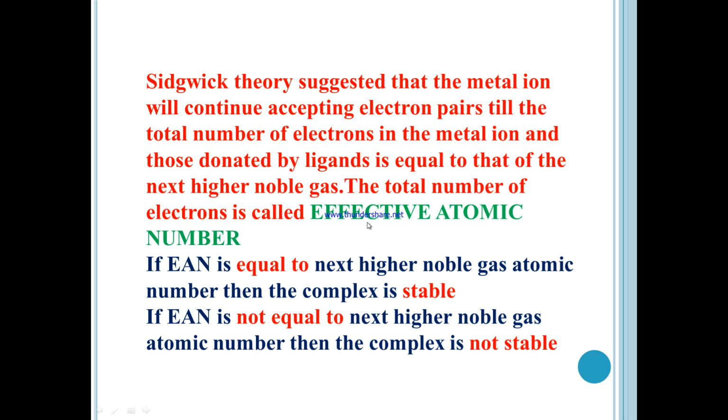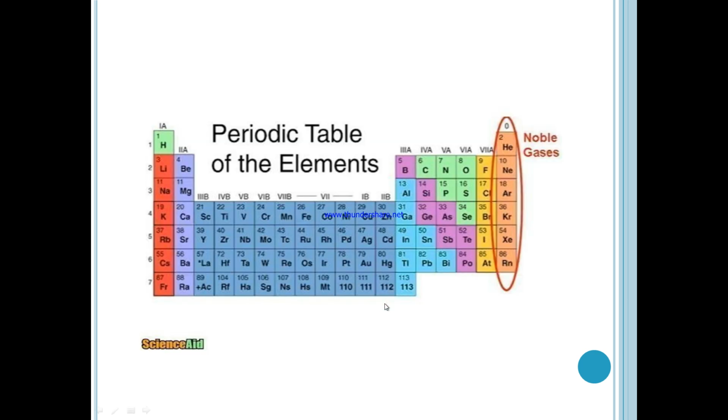This EAN is related to the stability of the complex. If EAN is equal to the atomic number of the next higher noble gas, then the complex is said to be stable. If EAN is not equal to the next higher noble gas atomic number, then the complex is not stable. And this EAN rule can be better understood by taking some examples.